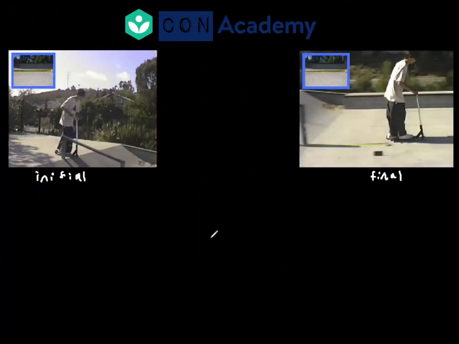Let's try and break this problem down into a little bit of an easier thing to digest. We can see our initial position here is with the skater at the top of the ramp, and our final is with the skater at the bottom of the ramp. You can see he's picked up quite some speed. He's going pretty fast. There's some blurring. He clearly has a higher velocity than he started with.